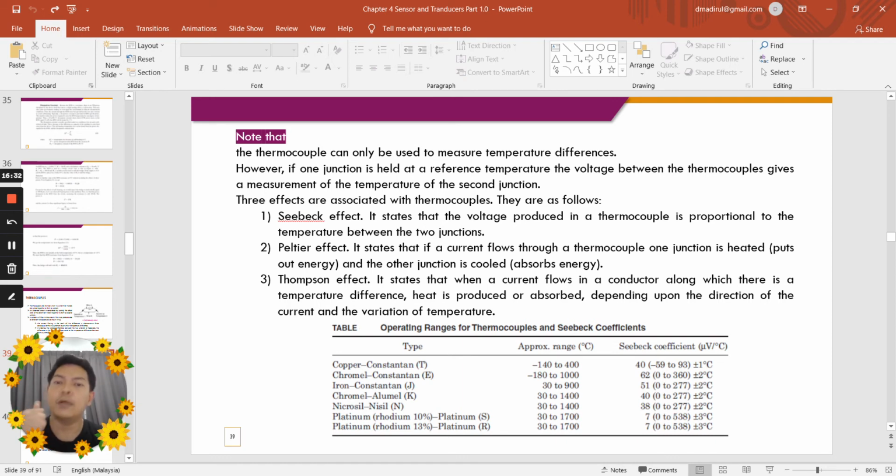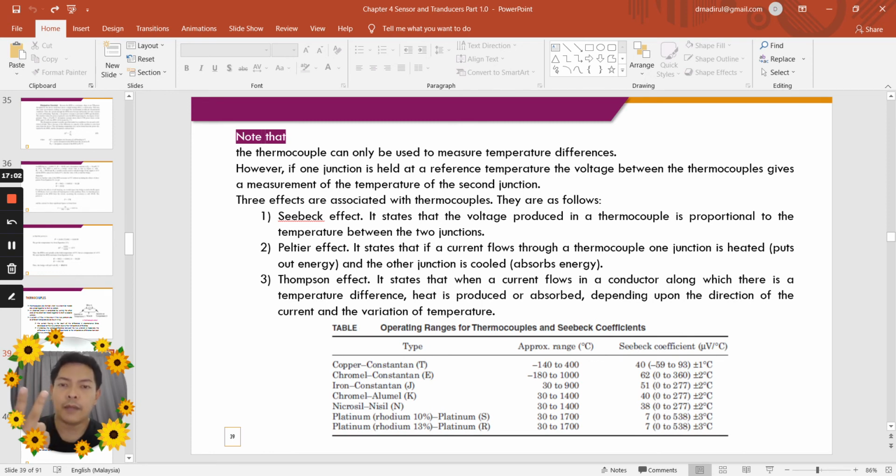Note that the thermocouple can only be used to measure temperature differences. However, if one junction is held at a reference temperature, the voltage across the thermocouple gives a measurement of the temperature of the second junction. Three effects are associated with the thermocouple. They are as follows. The first one is the Seebeck effect. It states that the voltage produced in a thermocouple is proportional to the temperature difference between the two junctions.